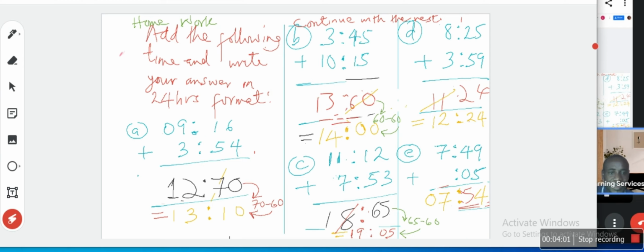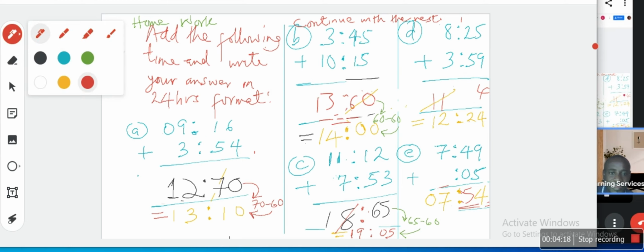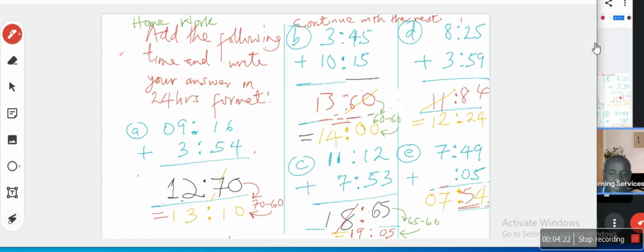D, I think D is the same principle, 25 plus 59. What's 25 plus 59? I think it gave 84. Am I right? 25 plus 59, 84, is it not? And you know what we did? What did we do after we got 84? Take away 60. When we took away 60, we'll be left with 24, and so we added the 1 to 11, it becomes 1224.